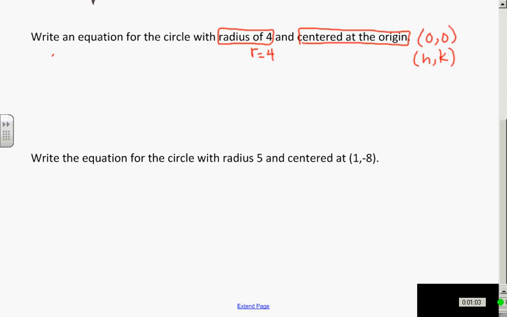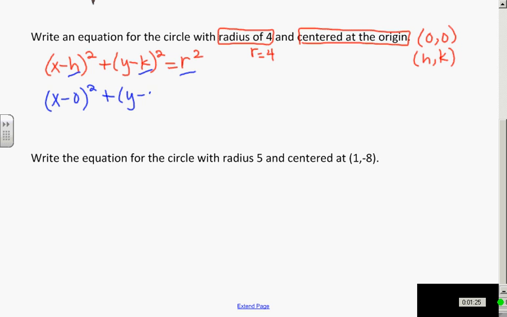If I think about that general equation, (x minus h) squared plus (y minus k) squared equals r squared, I just substitute in my values for here, here, and here. I get (x minus 0) squared plus (y minus 0) squared is equal to 4 squared. Clean it up: x squared plus y squared equals 16. And that is the equation of that circle.